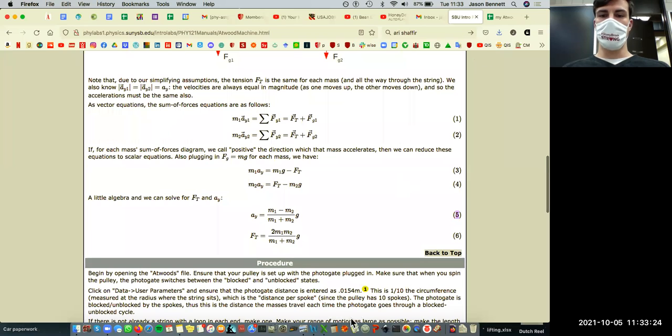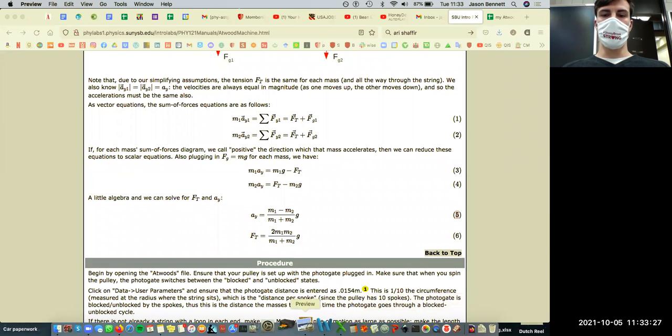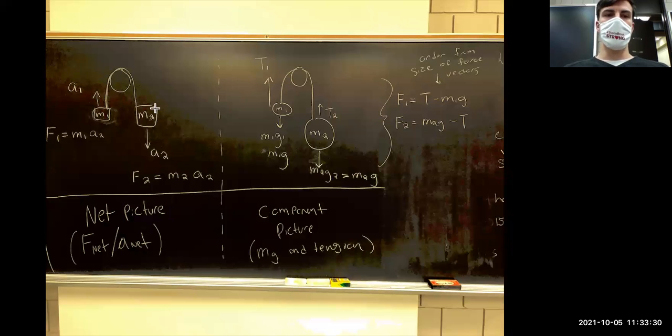Okay, so firstly, let's draw 2 pictures. The first picture is thinking about things just from what we see occurring. I'm going to call this the net picture, like the F net or A net you may have seen in class. It's the total thing that's happening. If M2 is bigger than M1, then M2 is going to go down and M1 is going to go up. So I have an acceleration upwards and an acceleration downwards. I'm not talking about gravity at all yet. I'm just thinking about what I see happening: this is going down, this is going up. And so I have force 1 and force 2.